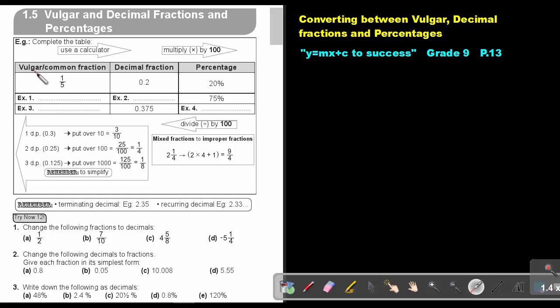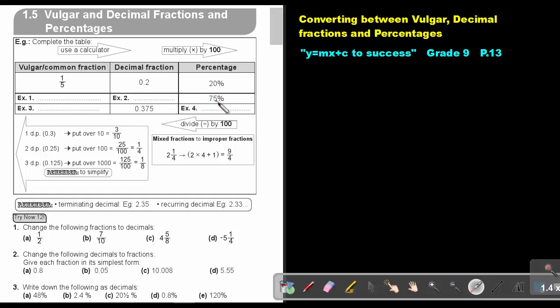If I want to go from a vulgar or common fraction to a decimal fraction, I can just use a calculator. Press 1 divide 5, and that will give me 0.2. If I want to go from a decimal fraction to a percentage, I take that 0.2 and multiply it by 100%, and that will give me 20%. If I want to reverse back, then instead of multiplying by 100, I divide by 100 to get 0.2. And then, if it's one decimal place, I put it over 10, so it's 2 over 10, and I can simplify it to 1 over 5.